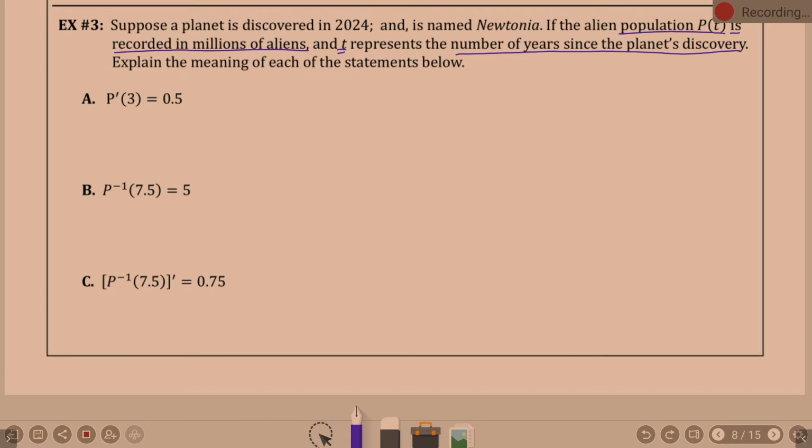Okay, so I have mine as in 3 years, or in t equals 3 years, and I even put 2027. You could say in 2027. That would be legitimate to say. The population on Newtonia will be increasing at the rate of 500,000 aliens per year. Could you also say 0.5 million? You could. 500,000, 0.5 million, those are equivalent values, aren't they?